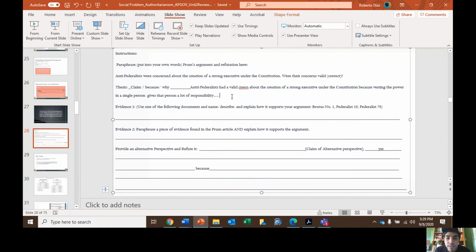Anti-Federalists had a valid concern about the creation of a strong executive under the Constitution because vesting the power in a single person gives that person a lot of public visibility that can translate into influence, whereas a body composed of several members with different interests is difficult to check.